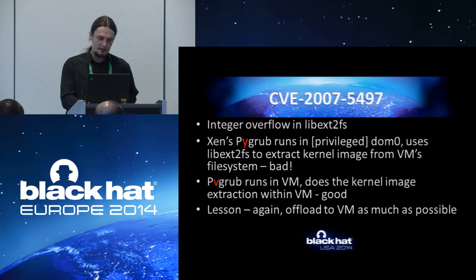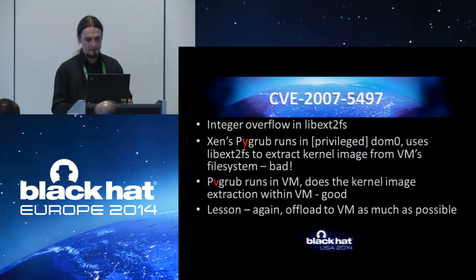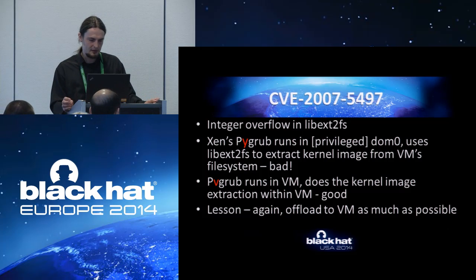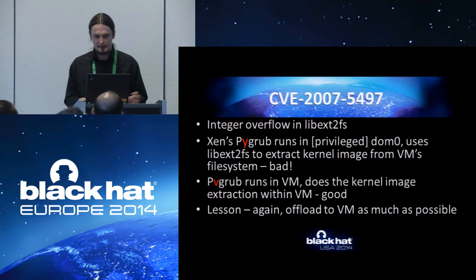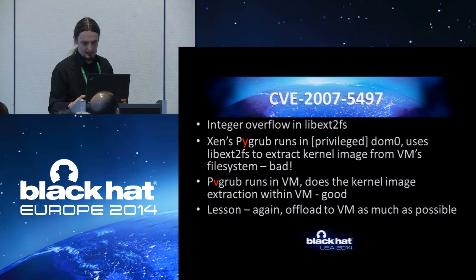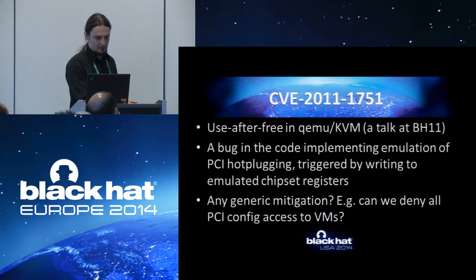And the solution is do exactly the same thing, but just move all this code to the VM. Just parse the file system in the VM. And then again, the same vulnerability existed, but it has no impact, right? Because if all you could do was to get code execution within the VM. So again, the lesson, this technology to offload to VM as much as possible is very powerful and can really make a difference. Okay, so another vulnerability, this time in KVM a couple of years ago, there was a talk at Black Hat as well.